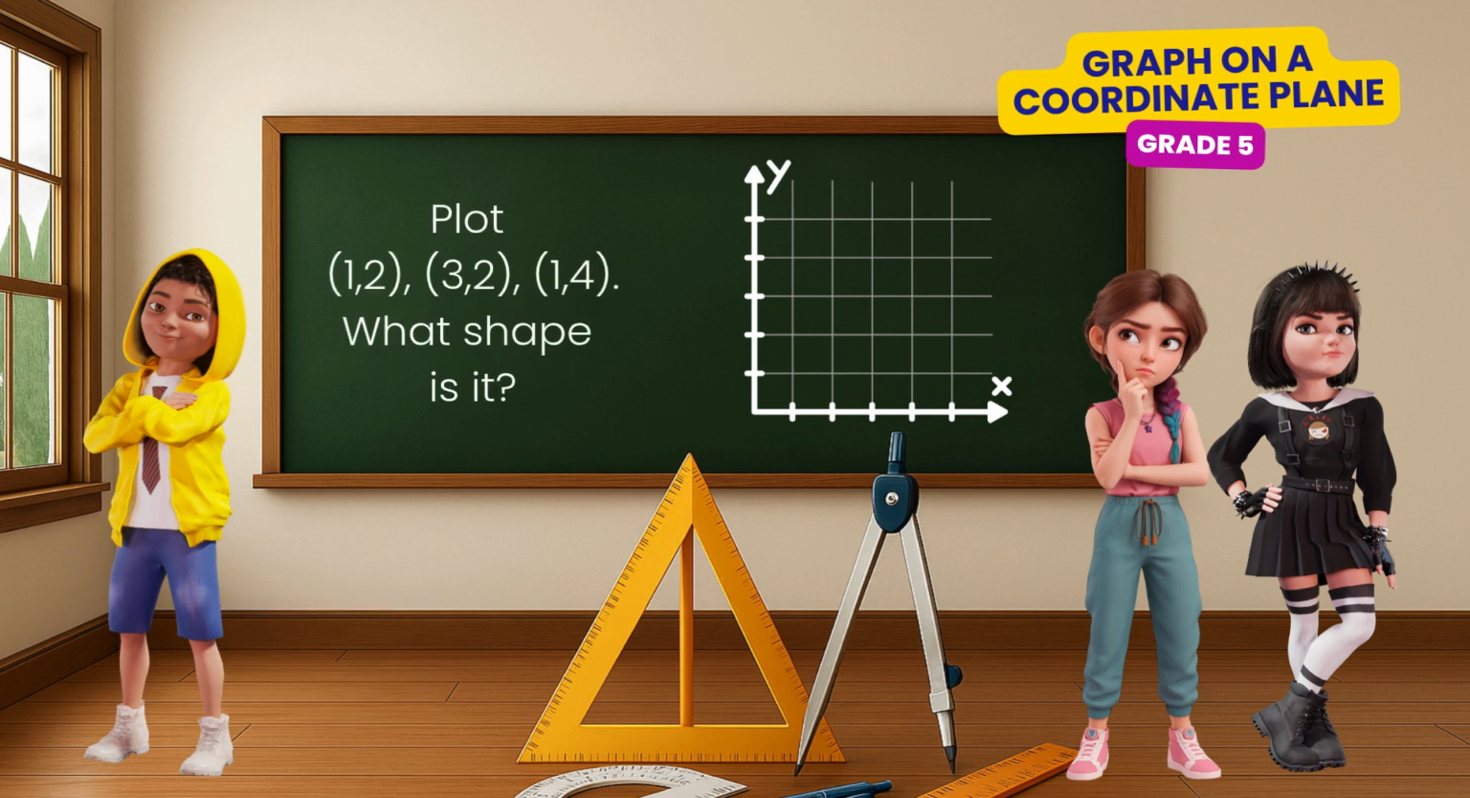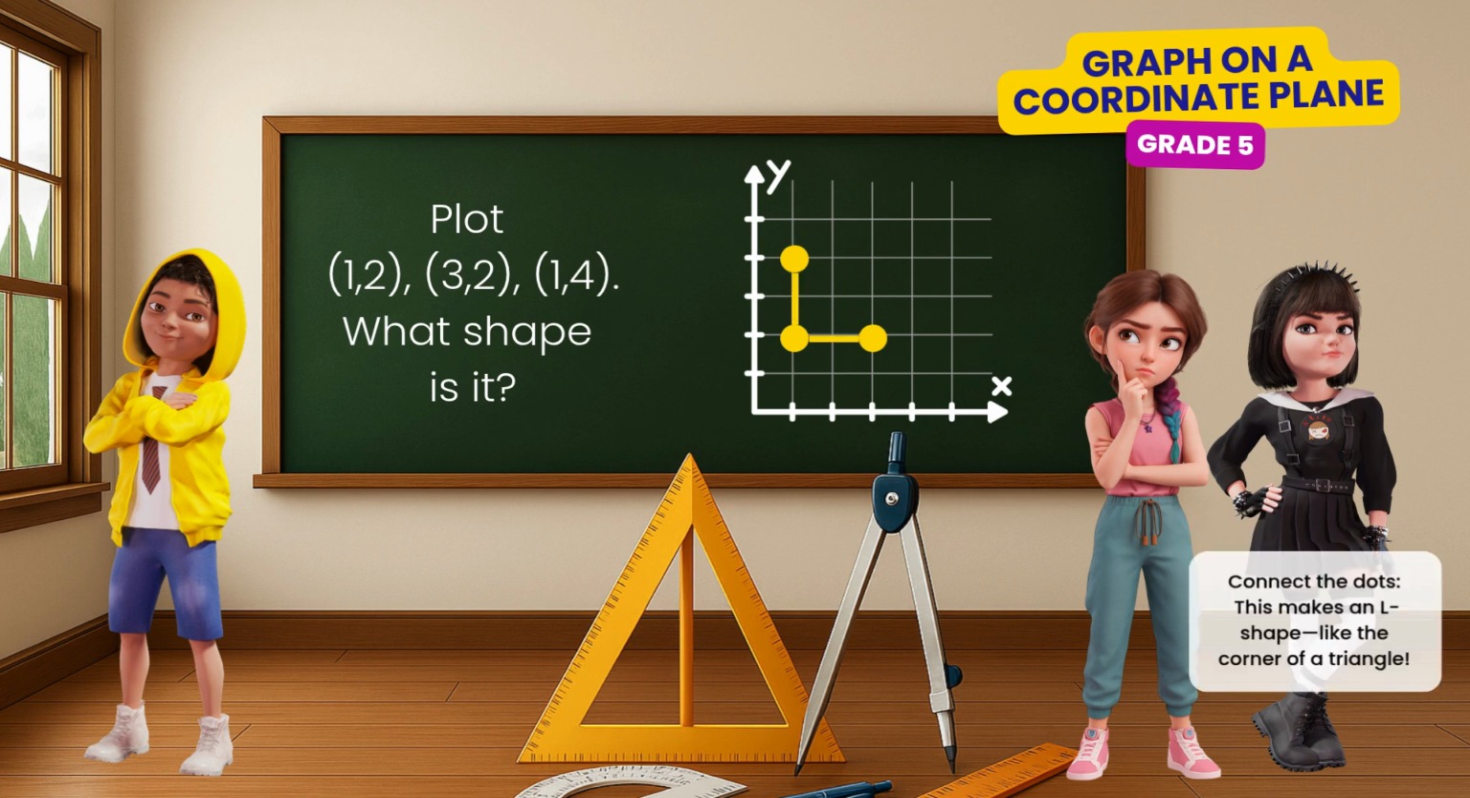Now plot (1, 2), (3, 2), and (1, 4). Plot them one at a time. Connect the dots. This makes an L shape, like the corner of a right triangle.